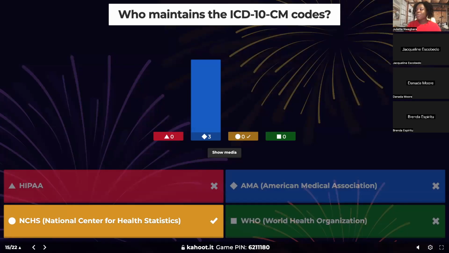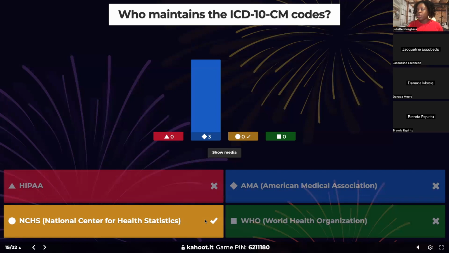All right, good job, everyone. That is the correct answer. It is the National Center, oh, sorry, it is the National Center for Health Stats. They are the ones that actually maintain the codes. But the ICD-10s are administered or were created, right, by WHO, but they are maintained by NCHS.